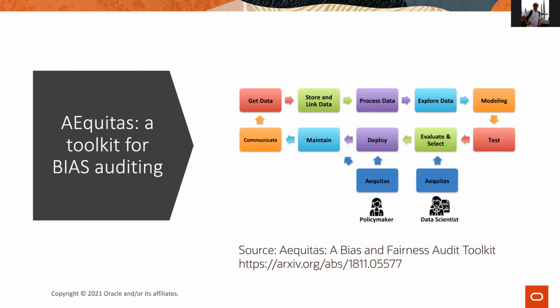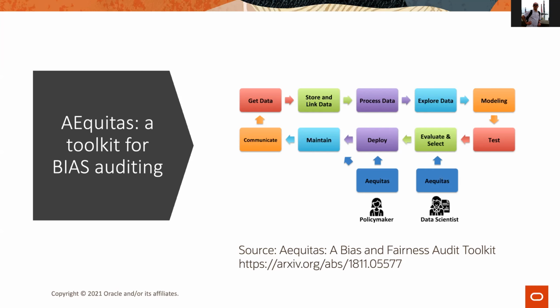And so when you develop your model, you want to test the model to be sure that it does not contain bias. And also, there needs to be a way for non-technical people, the policymaker persona that is shown here on the left, to test your model, even if they are not technical people. A very nice toolkit for bias auditing developed by the University of Chicago is Aequitas.